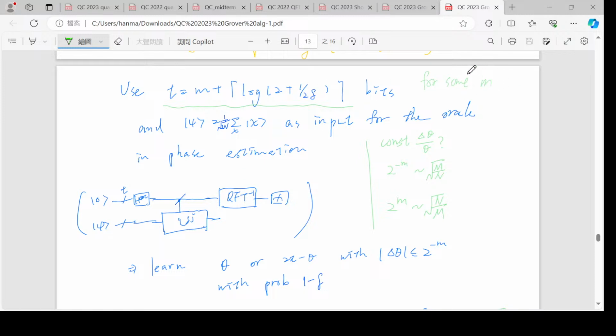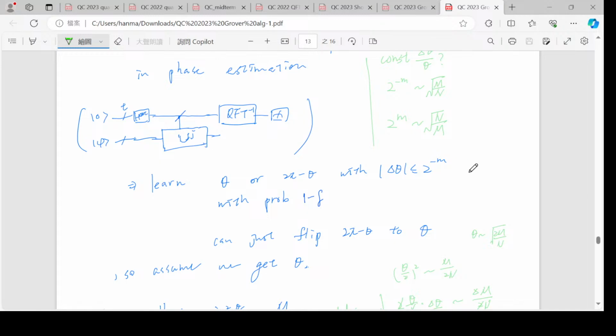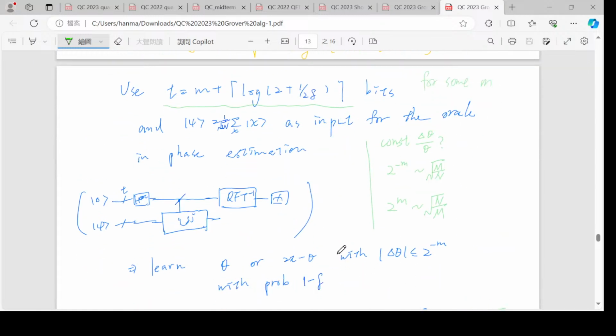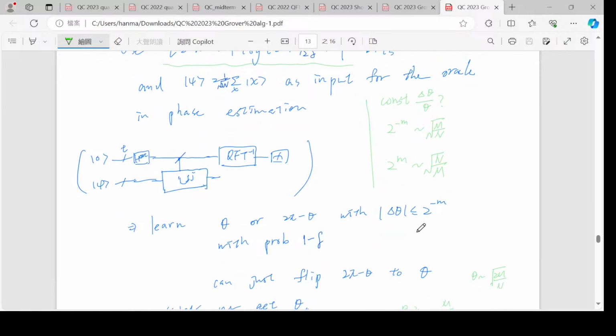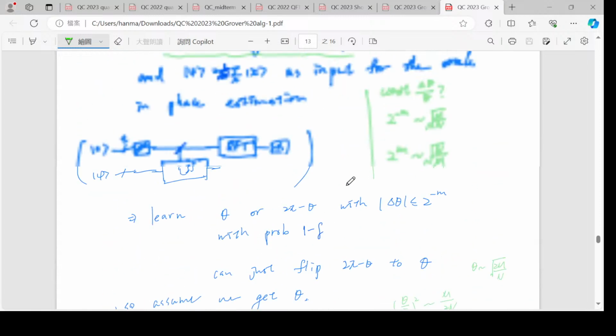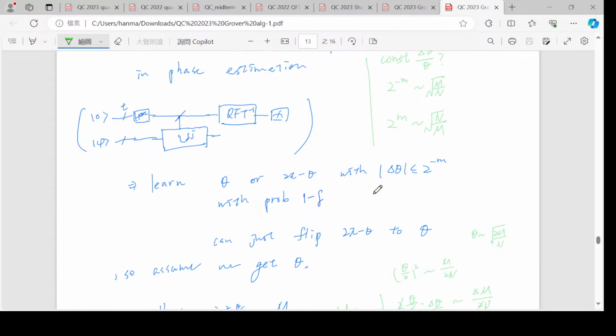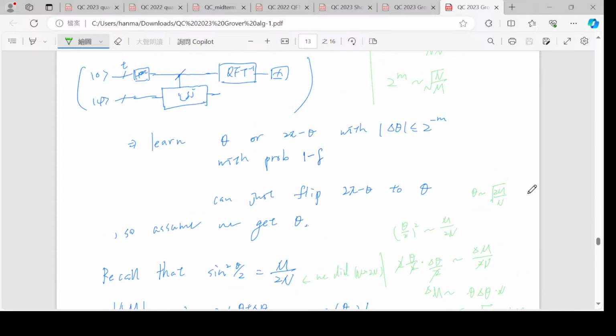So this is some m, and what does this m do? If we have this m, then we say the error on theta is less than or equal to 2 to the minus m, because you have m bits of precision on theta. Skipping all the detail, this thing is very important, so let's highlight it. This is a starting point: delta theta is about 2 to the minus m.